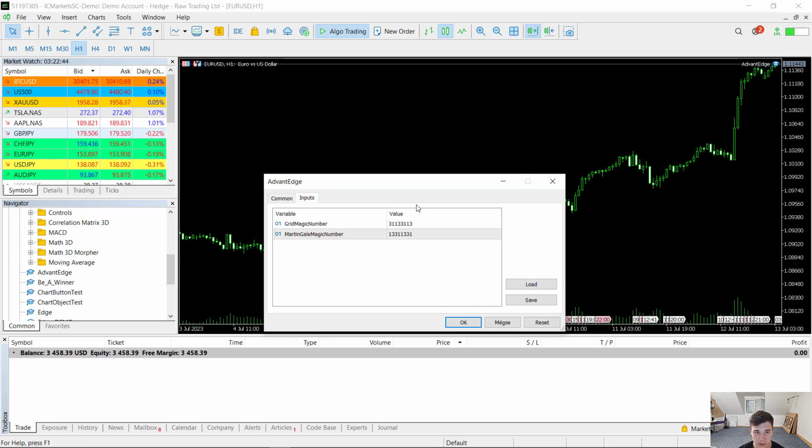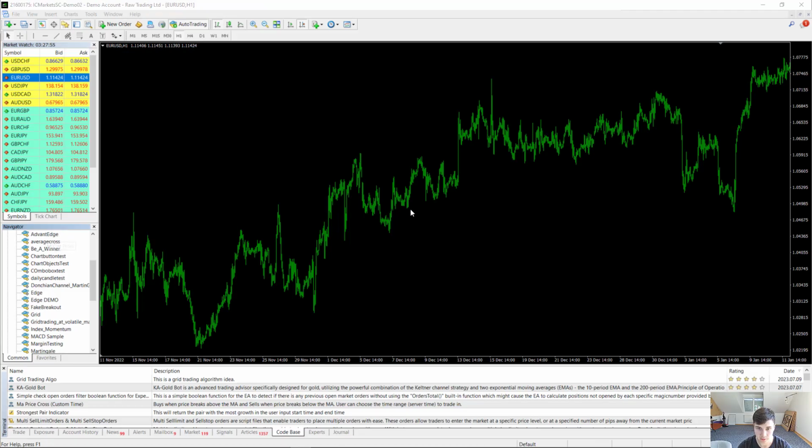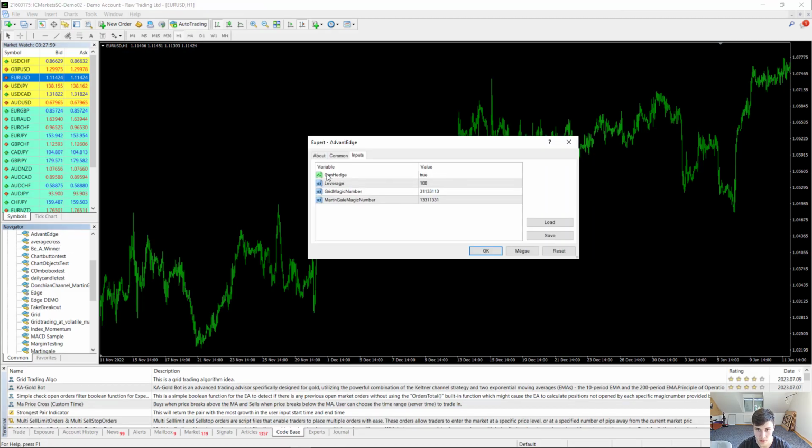As you can see, on MetaTrader 5 there are two input parameters, which are the grid magic number and the martingale magic number. In MetaTrader 4 there are 4 input parameters because the program cannot access any information about the leverage of the symbol and whether or not it is allowed to hedge. So it is allowed to open a short and a long position at the same time.